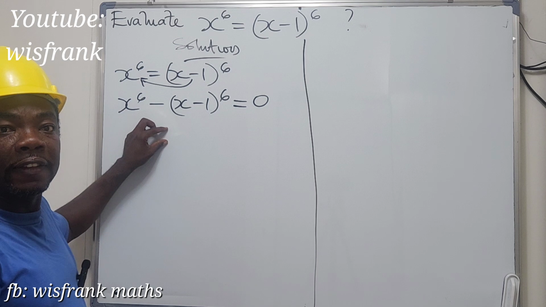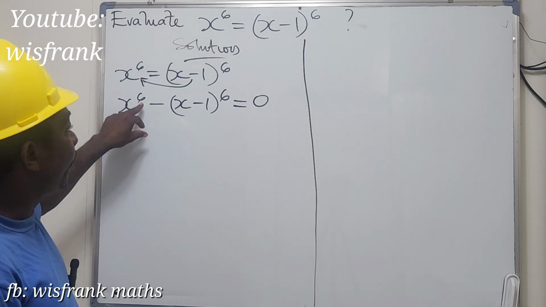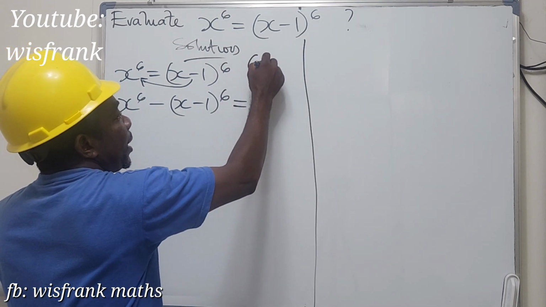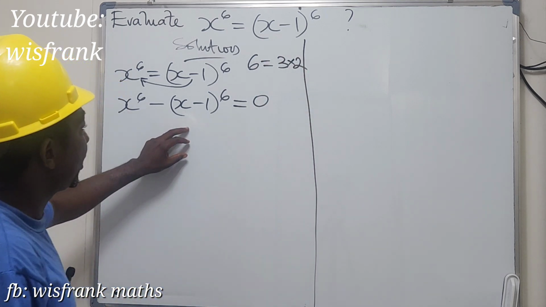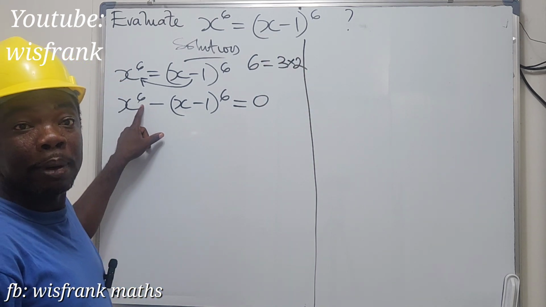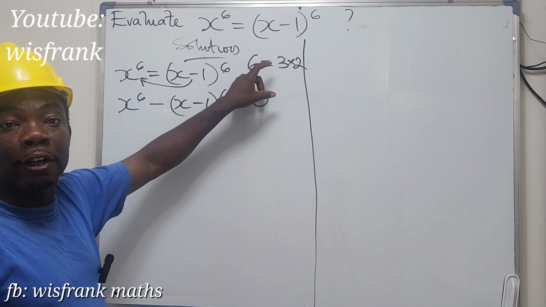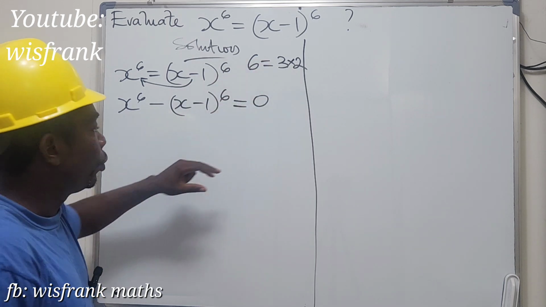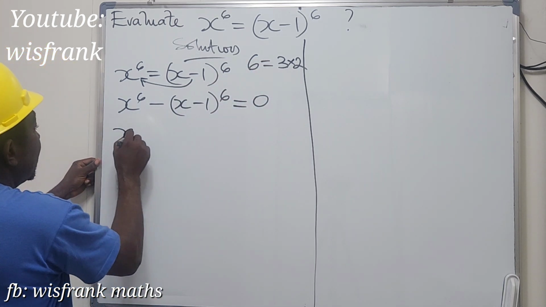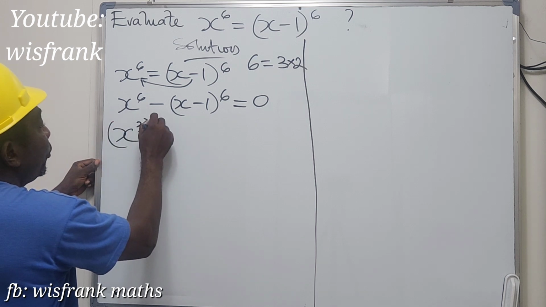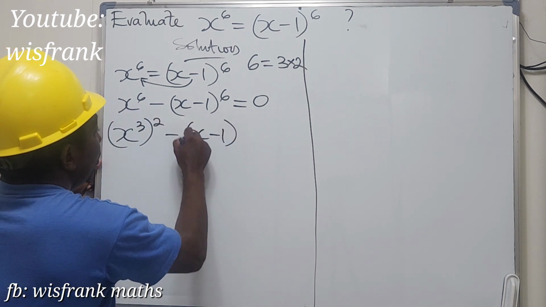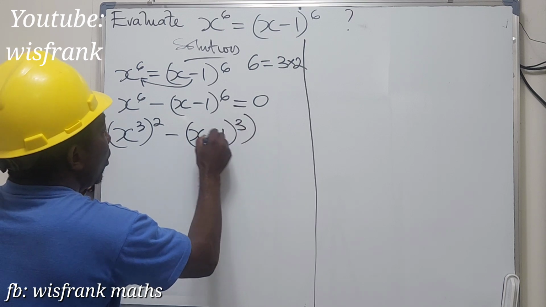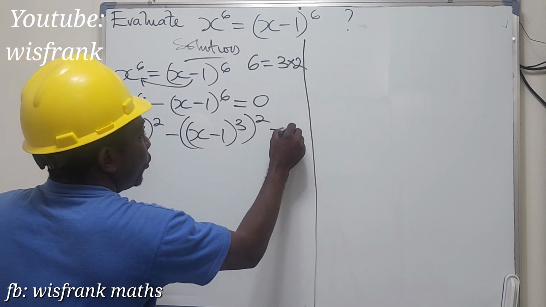We have gotten this. So what we are going to do: the power of 6 is the same thing as 3 times 2. So in that case, we are going to break this power of 6 into two factors, that is 3 and 2. So this will become x to the power of 3 all to the power of 2 minus x minus 1 to the power of 3 all to the power of 2 equals 0.